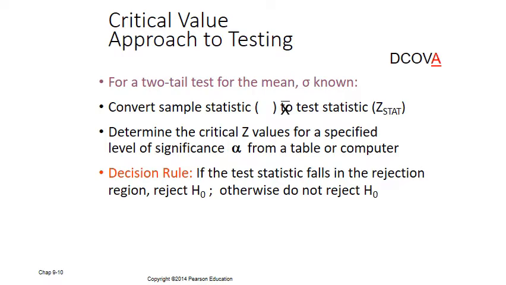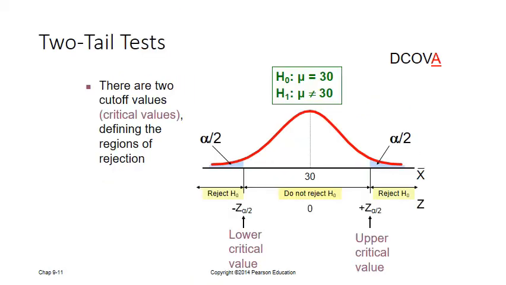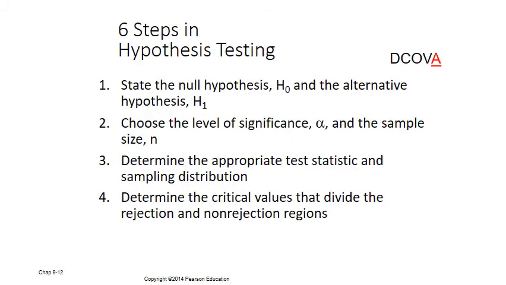Everything is the same. Convert the sample statistic x bar to the test statistic. Determine the critical z value from the level of significance using the table given in the book, and then make the decision. We will discuss how to take the decision as well. As I already discussed, this is the acceptance region, do not reject, and this is the rejection region. If values fall in this region, we will reject it. If the value falls in this region, we will not reject it.